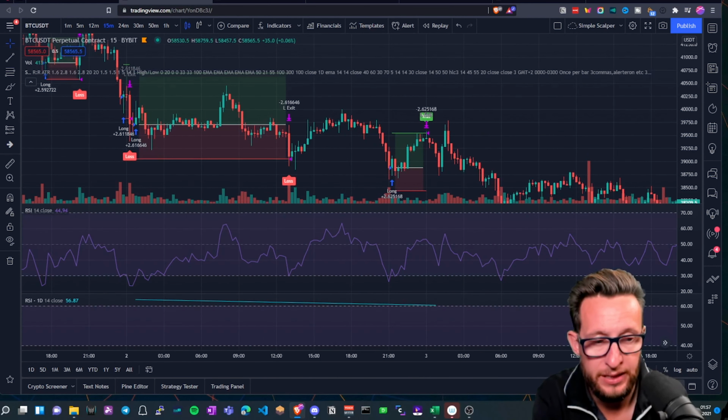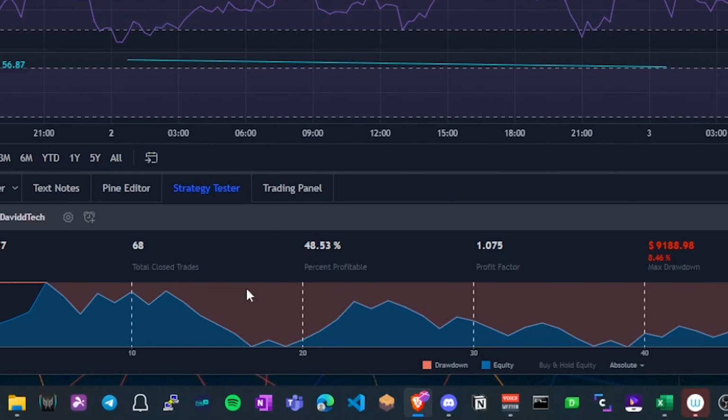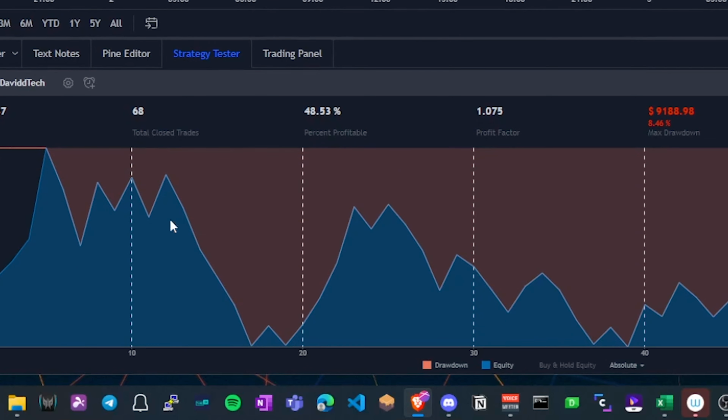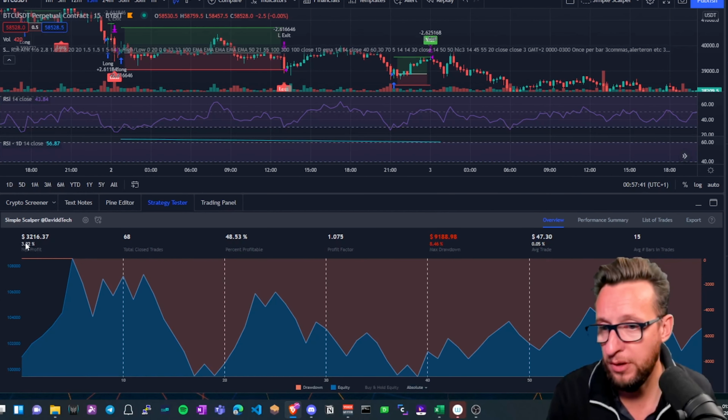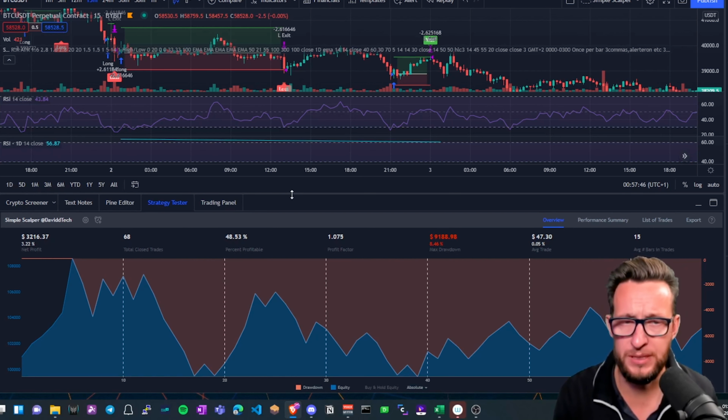And now let's have a look at the back tester. If I click here, we have had 68 entries, 48.53% profitable, sorry about that. And we've got an 8.6 drawdown. So as you can see from the equity curve, it's not very good at all. We've got a 3.2% net profit, which is not the best in the world.